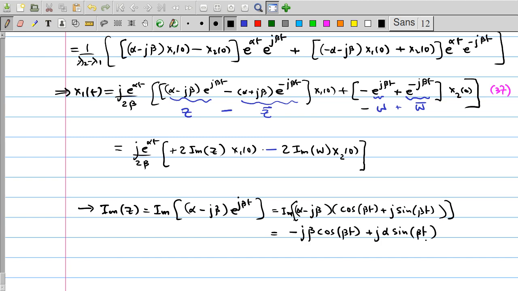And so that's what that's going to be. And what is the imaginary component of w? That's actually much easier. The imaginary component of w is just the imaginary component of e to the power of j beta t, because that was w. And that is equal to just j sine beta t. Right. So now we can plug these two things in.